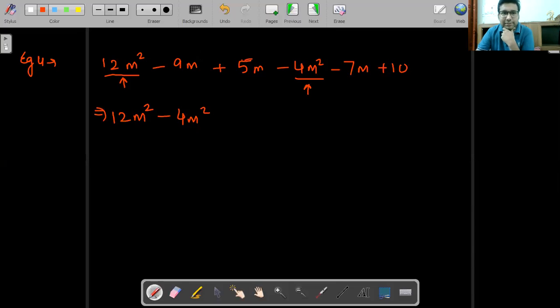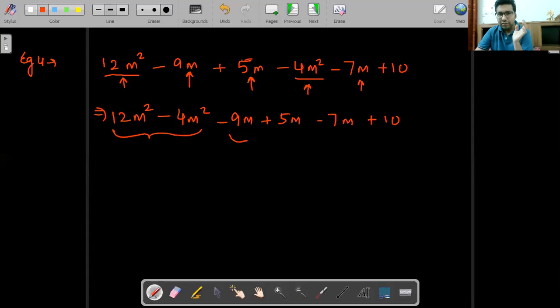Second thing is minus 9m plus 5m and minus 7m. So minus 9m plus 5m minus 7m. This is done. What is left now? Only 10. So now we are ready. These two are like terms, they can be simplified. These three are like terms, they can be simplified. And this is single.